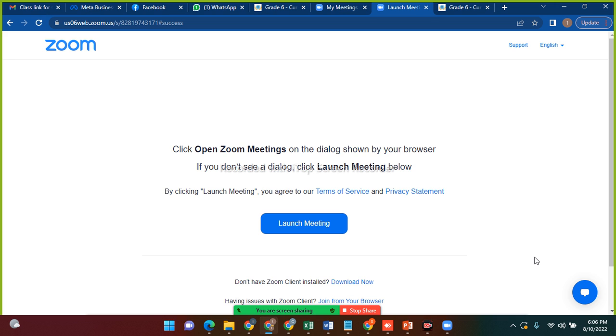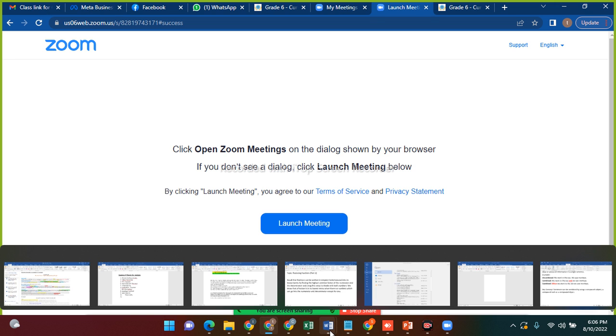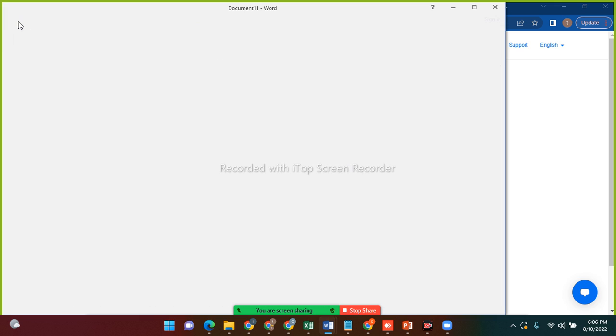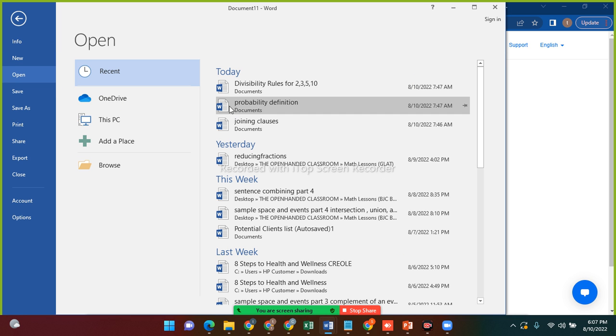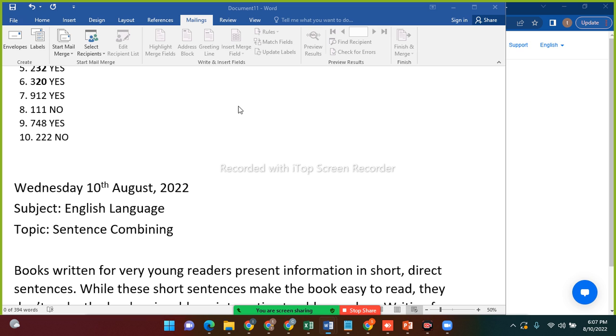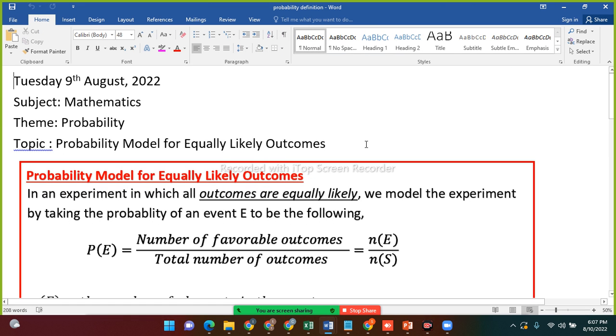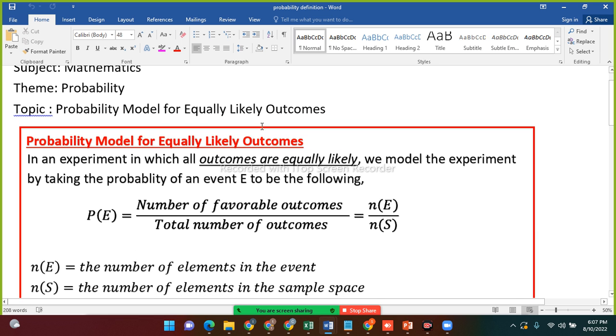Yesterday we covered a lot, and I'd say we covered the major portion of probability, and that is the probability definition. I think that's the most important thing that we did in probability so far, providing that definition. We said that if we have a probability model for equally likely outcomes, it's going to be the following. And this works only when the outcomes are equally likely.